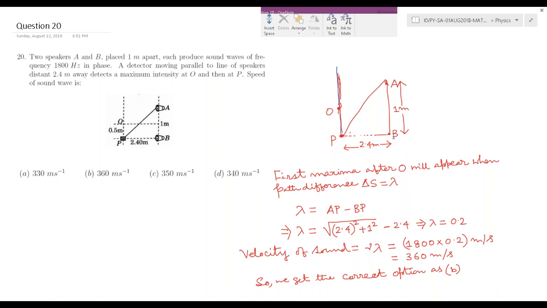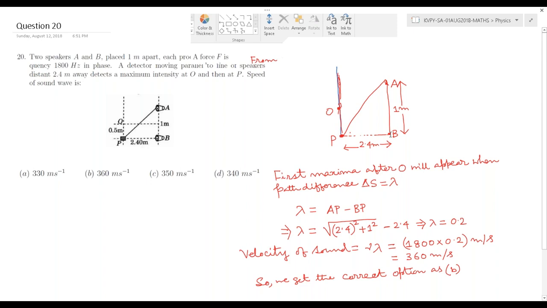Now, the first and fundamental point is that the maximum intensity after the point O appeared at the point P. So that means definitely the path difference is lambda. I can explain to you offline how the path difference becomes lambda. For that, we need to go back to the sound wave and its different attributes, then you'll understand.